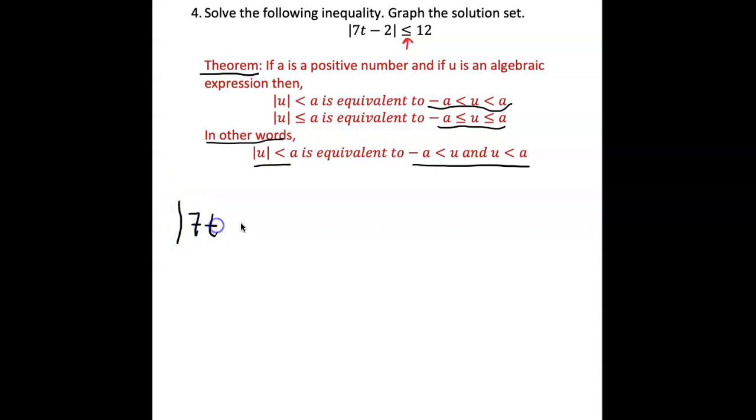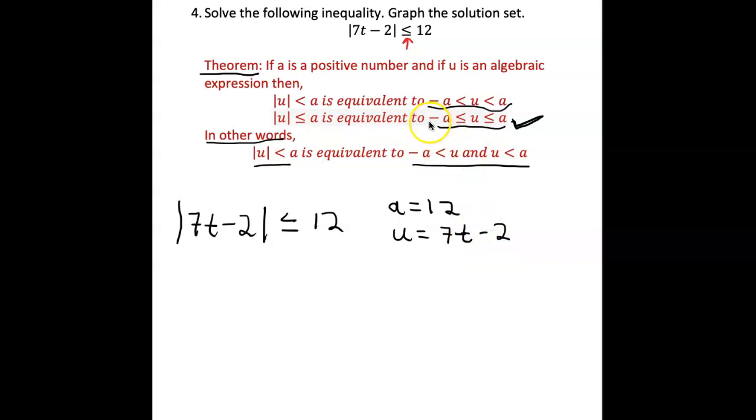So this is what we have. We are dealing with this one right here. A is 12, U is 7t minus 2. Using this one that I just put a check mark by, for A I'm going to have a negative, so negative 12. Then I use my symbol, put what I have for U, then the symbol again, and then a positive A.